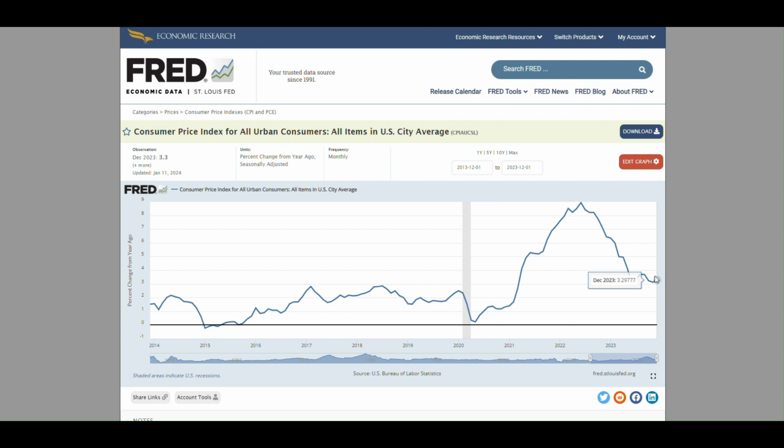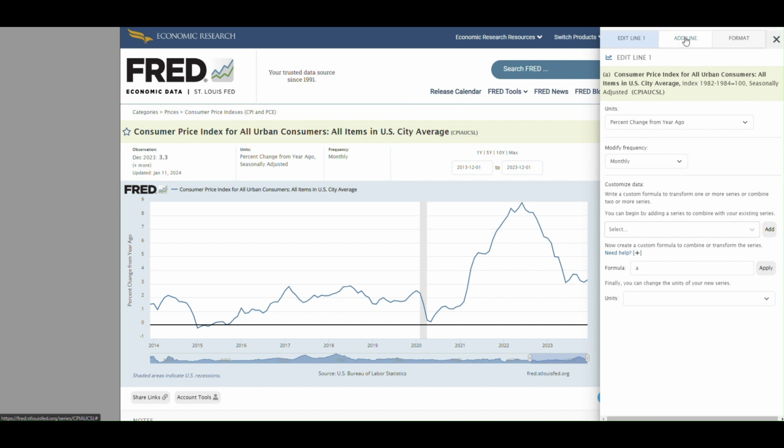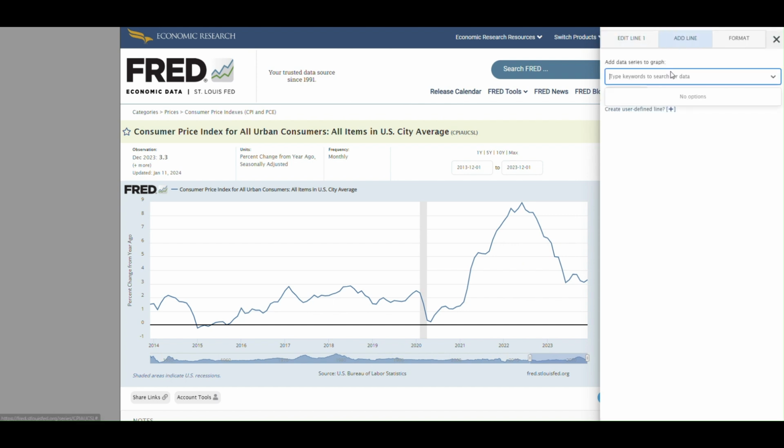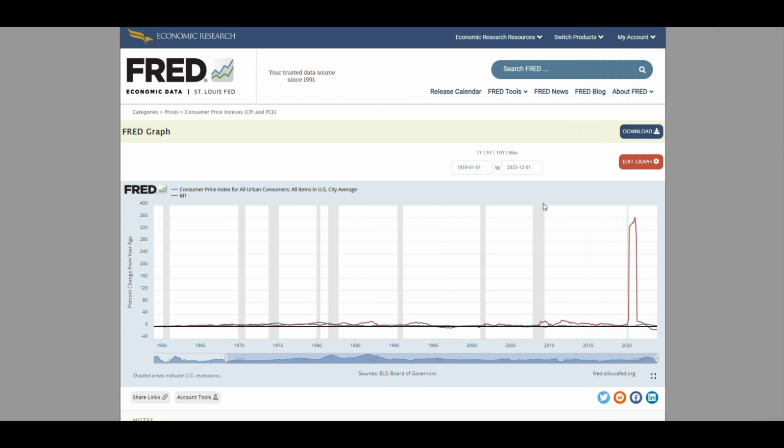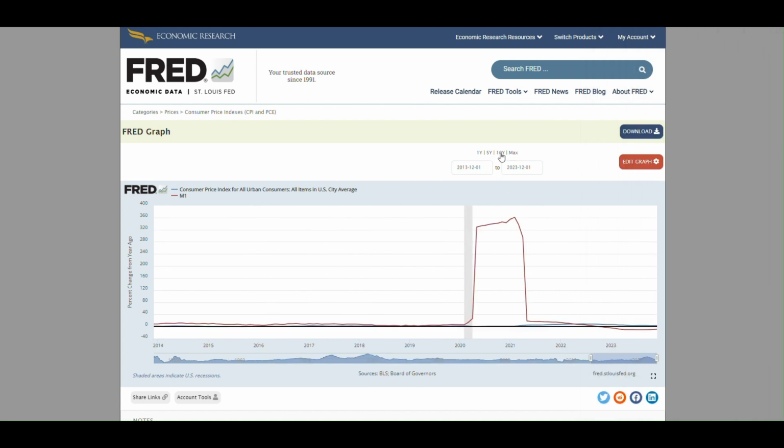So let's add, and watch how this distorts the graph. We'll add M1, the most narrow definition of money, which is currency and demand deposits. And let's narrow that to the past 10 years. And you can see how M1 spiked as a result of the trillions of dollars of printing that the Fed did.